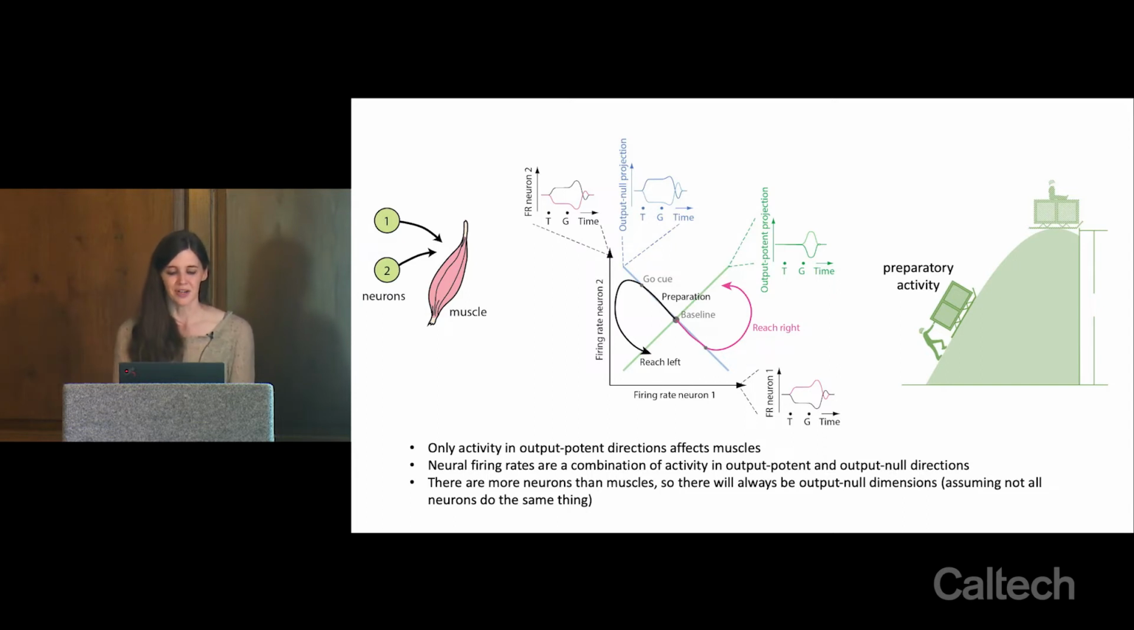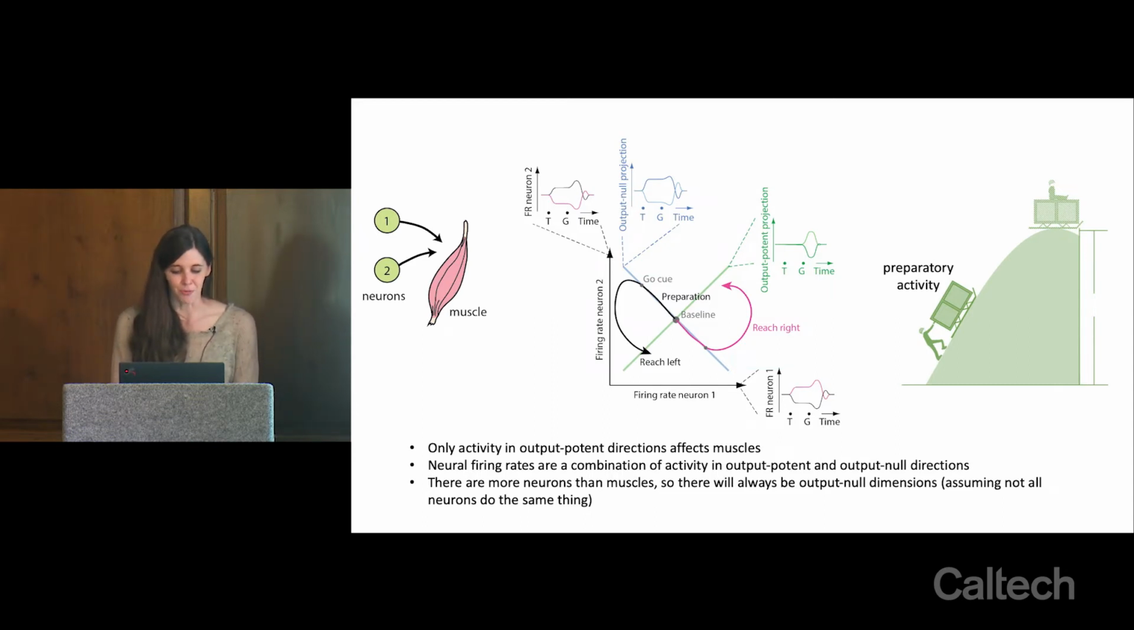So the important thing to take away from this is that it's only the activity in the potent dimension that is affecting the contraction of the muscles. And we have a mechanism by which you can change what a population of neurons is doing. You can move its state from A to B without that change being detected by areas that these neurons are projecting to.